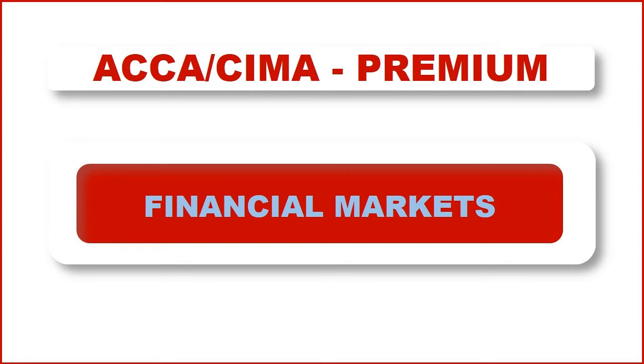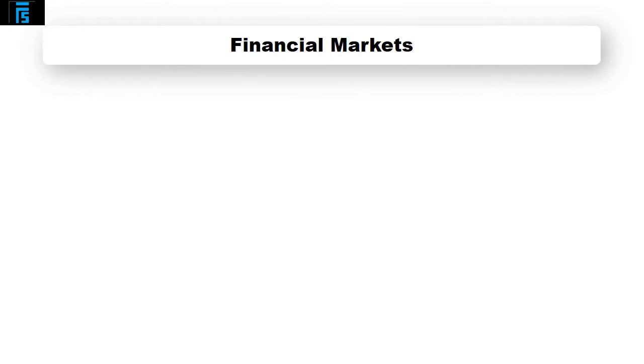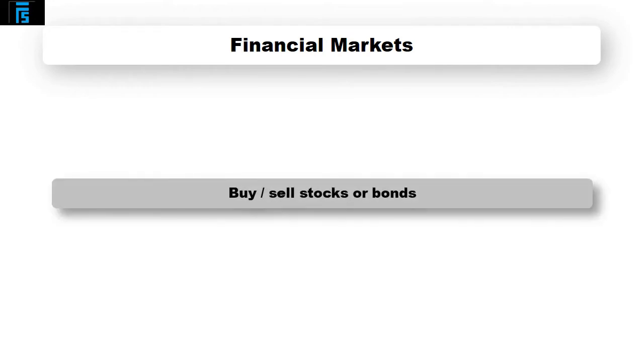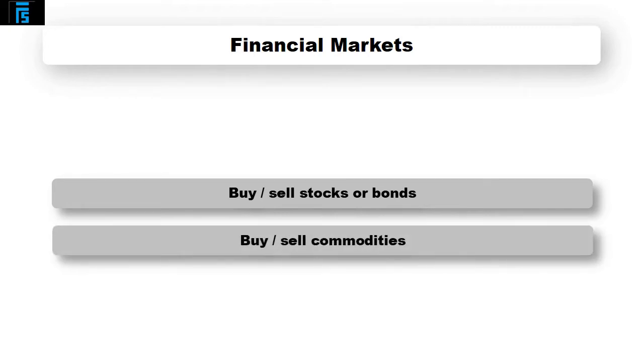In this video, I will go over the nature and role of financial markets and institutions. Financial markets are where financial securities like stocks or bonds can be bought and sold, and commodities can be bought and sold. High-value commodities like, say, gold.